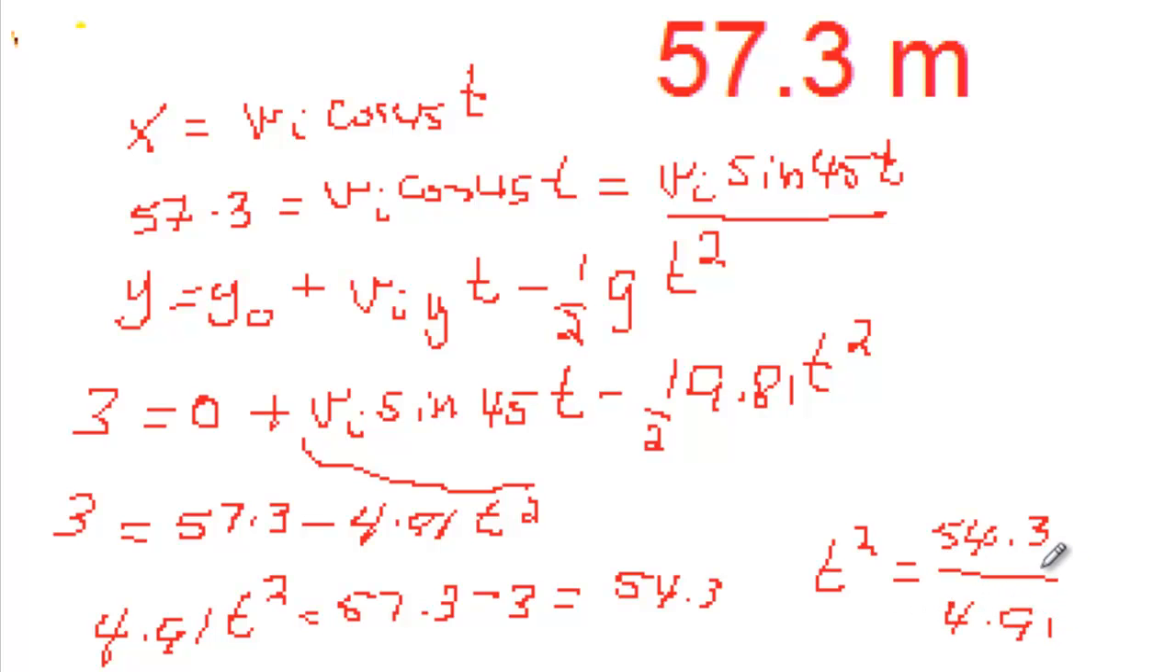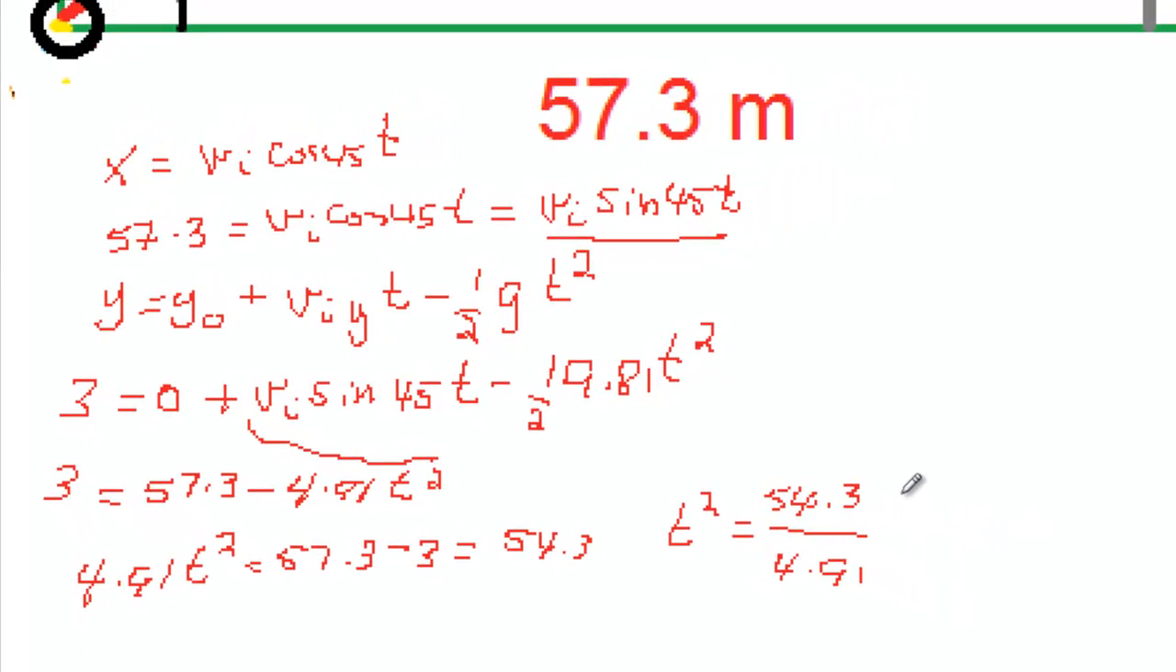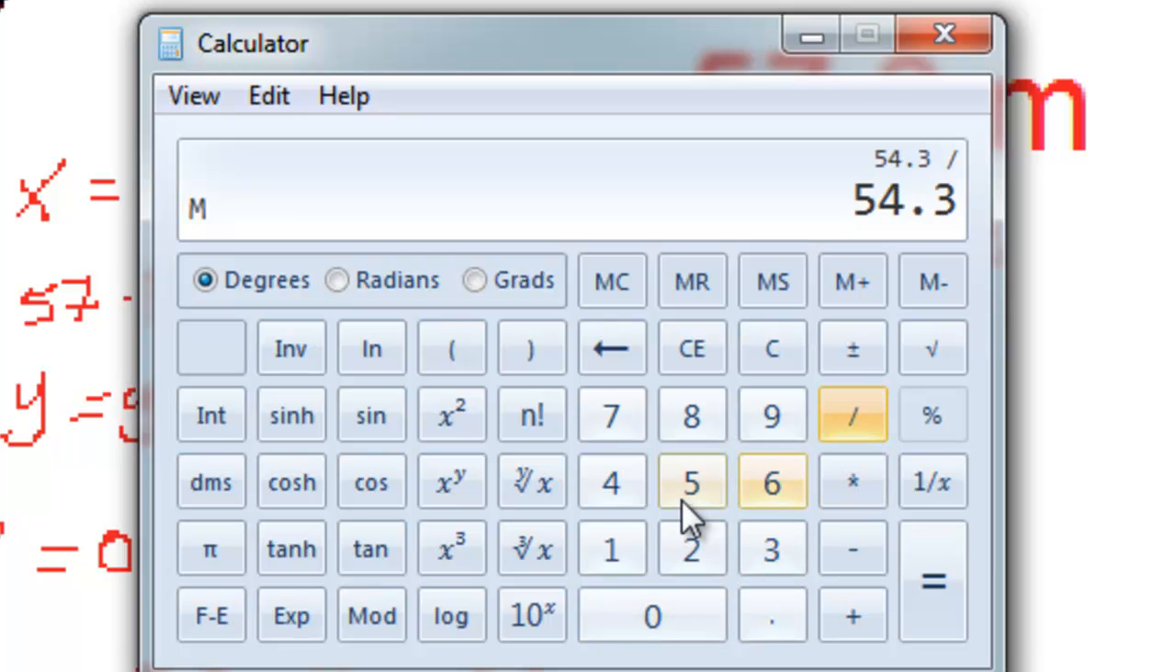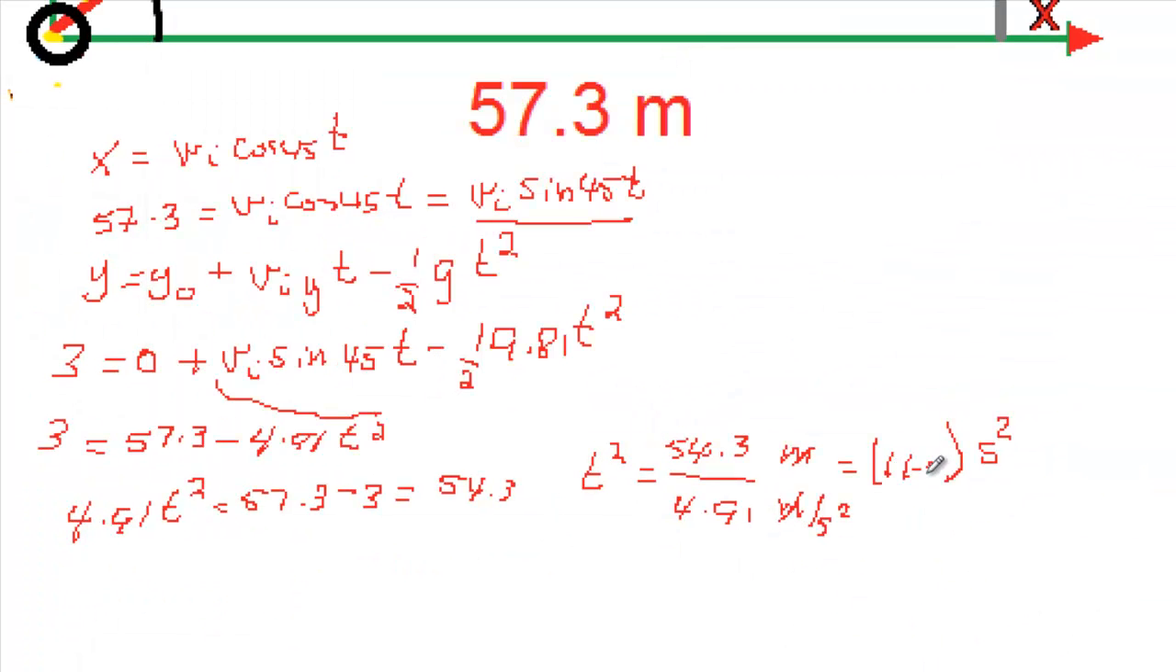Let's do the units here. This is distance, so this is meters, and this here is acceleration, which is meters per second squared. The meters cancel with the meters, and since the seconds are inverted, this answer here would be seconds squared. And that matches because we have time squared. Let's bring the calculator and figure out how much that is. 54.3 divided by 4.91 equals 11.06. So this here is 11.06.